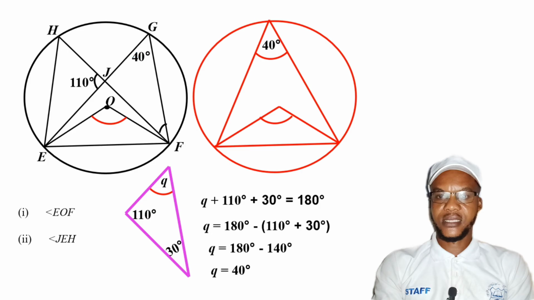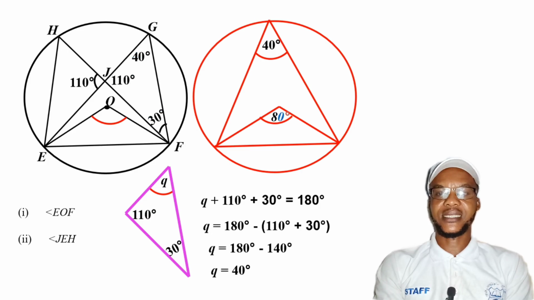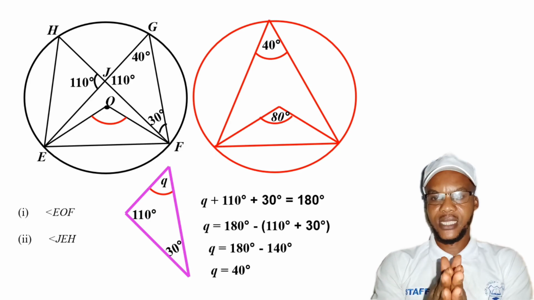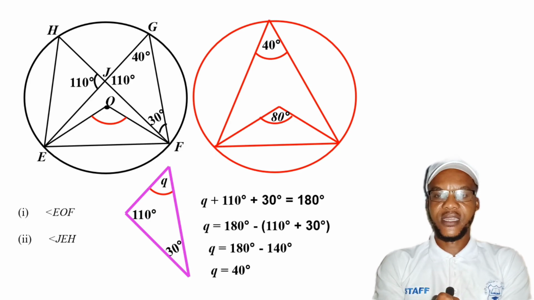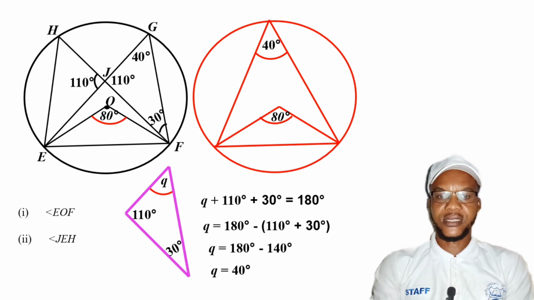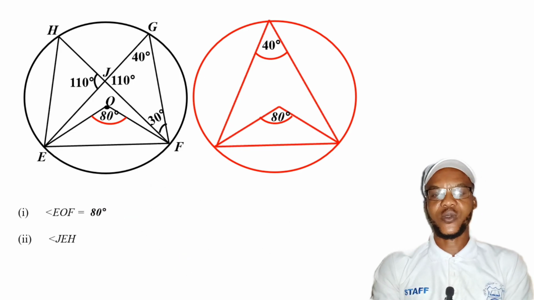Yes, it's 40 degrees, and then the one at the center will be what? 80 degrees, because we are saying twice the one at the circumference is giving us the one at the center, so we get 80 degrees. So that is what we have gotten. If that's the case, then we can conclude that angle EOF is 80 degrees.